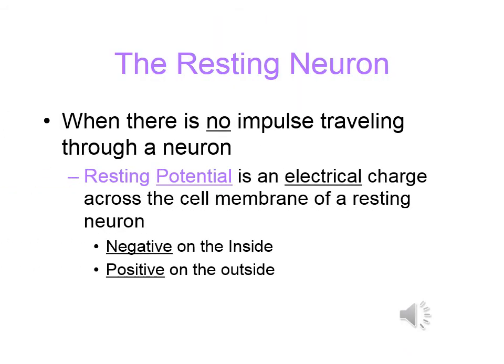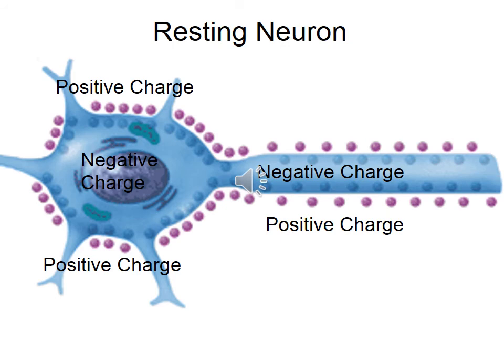So the resting neuron: there is no impulse traveling through a neuron. When you're not using it, there's no impulse traveling, and that means it's resting. We call this resting potential, which means the electrical charge across the membrane of the resting neuron is negative on the inside, and on the outside of the neuron it's positive. That's how we know it's at rest. Okay, so here's a neuron. You have this drawing. Please make sure you label it accordingly.